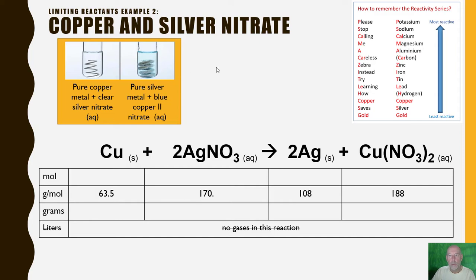And you can see that there's some silver that's being made right here. This is a single replacement reaction. So notice that this doesn't have lithium, but "please stop calling me a careless zebra" is a good way to remember the reactivity series up here. So we have copper fighting with silver, and copper is here, and silver would be down lower. Copper takes the place of silver, and so this reaction occurs with a 1 to 2 to 2 to 1 mole-to-mole ratio. And we're going to look at which reagent is the limiting reagent.